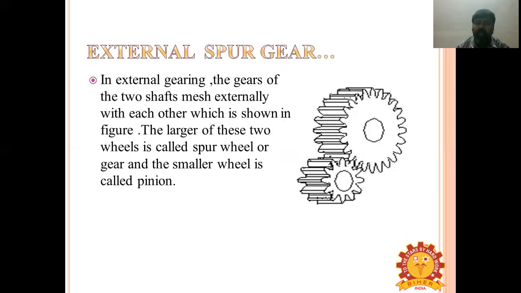What is an external gear? This is an external gear. External gears are gears on two shafts that mesh externally with each other, as shown in the diagram. The larger of the wheels is called the spur wheel, and the smaller one is called a pinion, as I already mentioned.